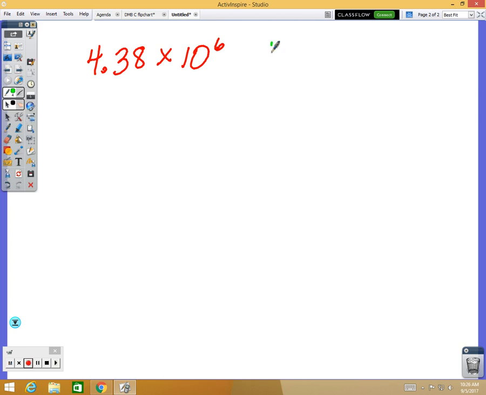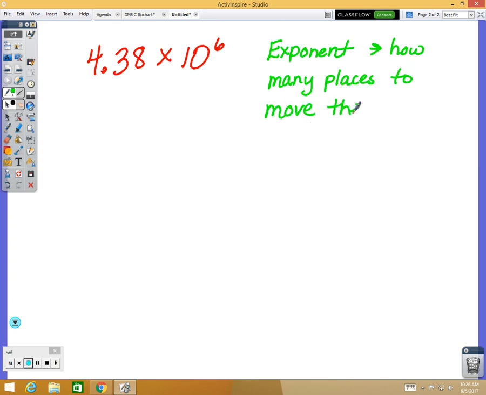So exponent: how many places to move the decimal.